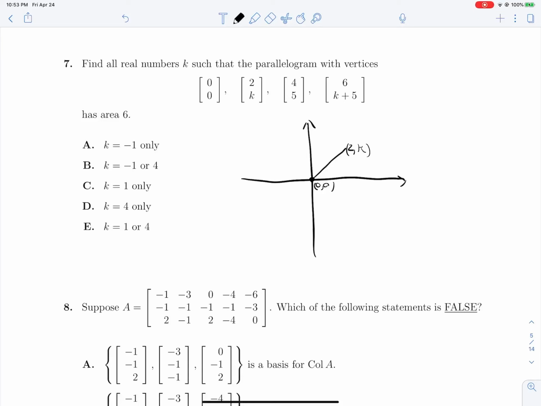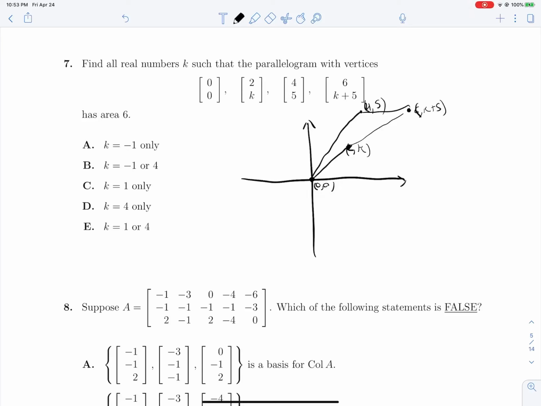We get (4, 5). And (6k plus 5, ...). K plus 5. So this is drawn a little badly. Yeah, that's not looking very parallelogram-y.